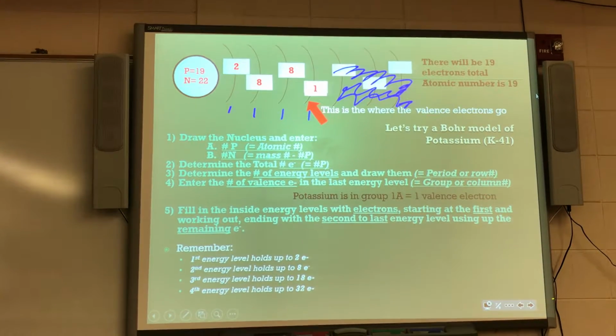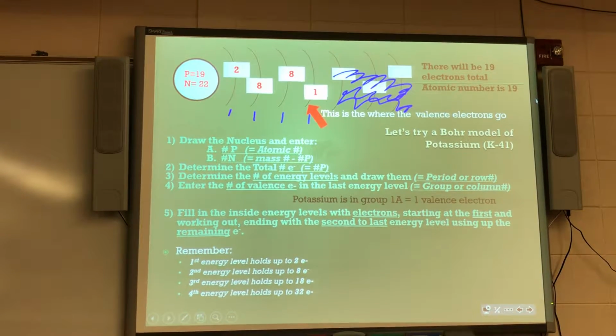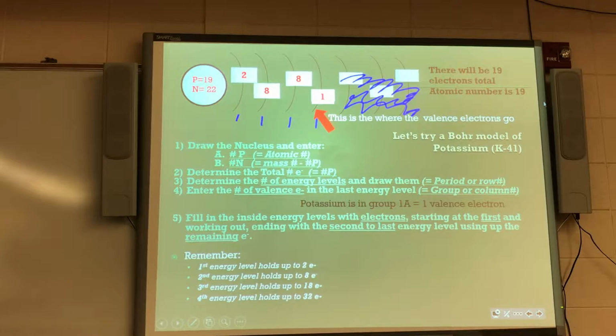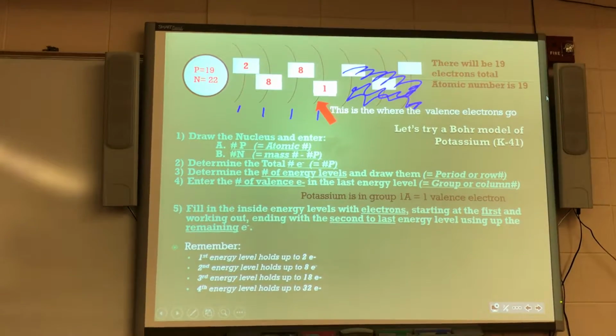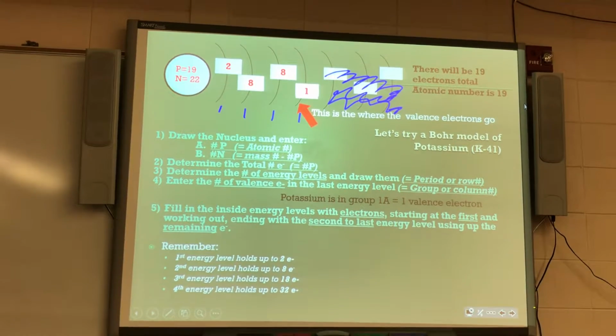The answer is 8. Yes, the second last energy level won't always be the maximum. The second last energy level won't always necessarily be the maximum that it can hold. All right?